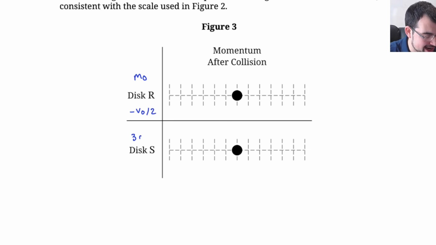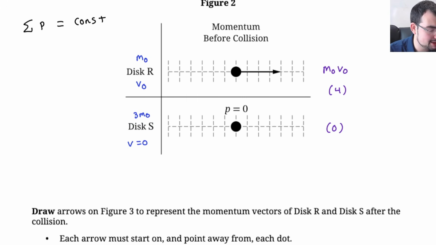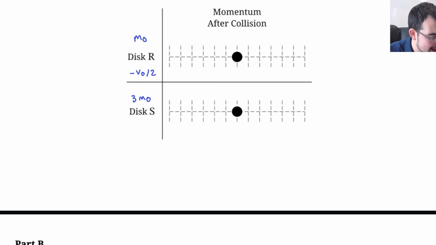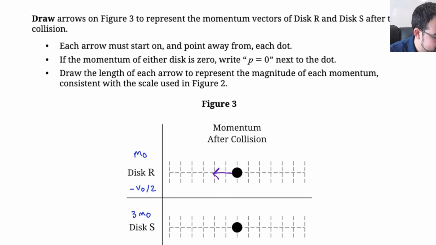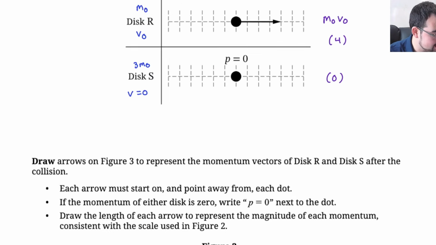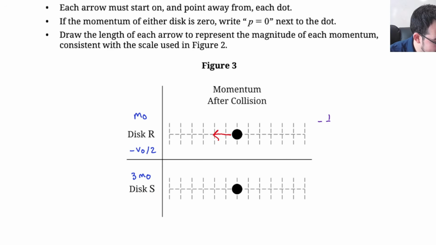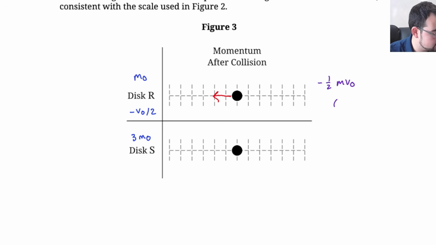So now what we are given is that the mass 1m moved in the opposite direction at v over 2. And we don't know what happened to the 3m yet. So I need to make my momentum arrow in the opposite direction and half as long. So this momentum, I like to use red for my solutions. This momentum represents m times negative 1/2. This would be negative 1/2 mv0. And this corresponds to negative 2 units.